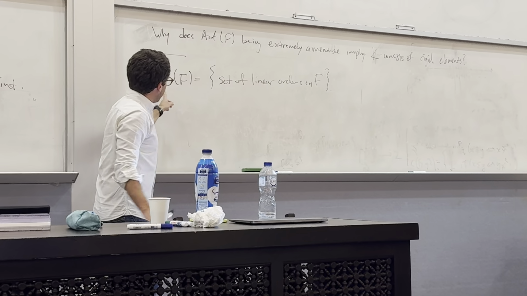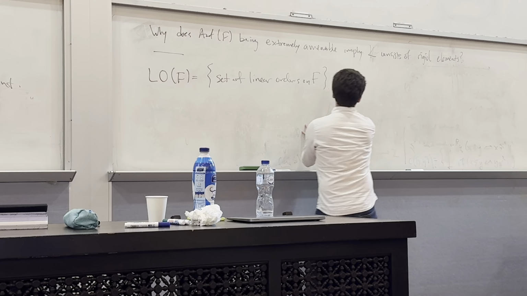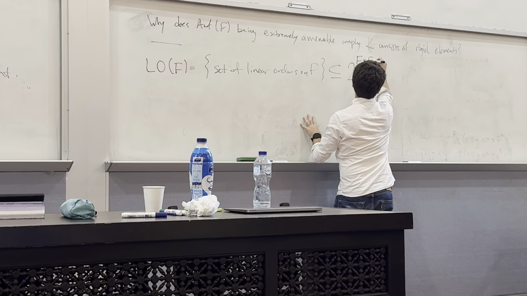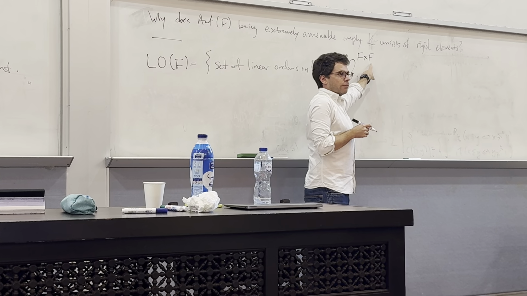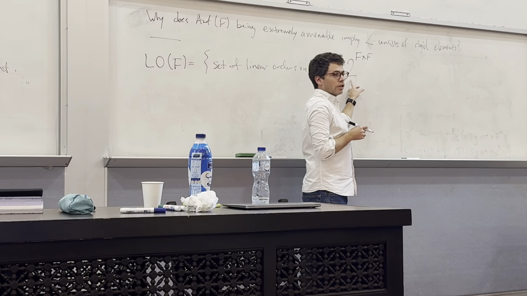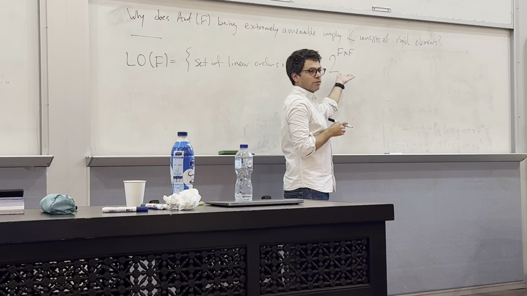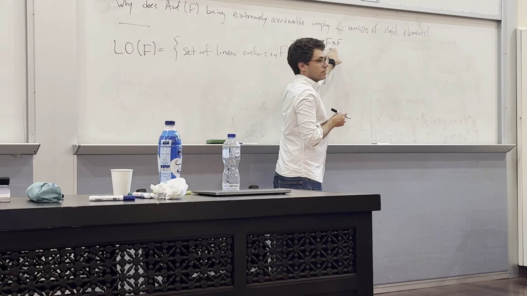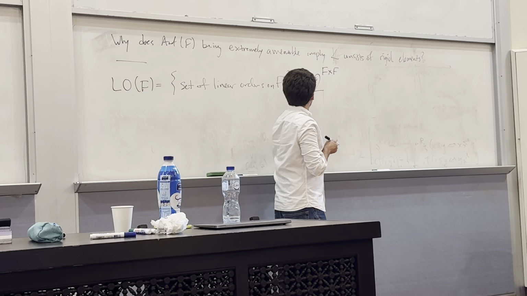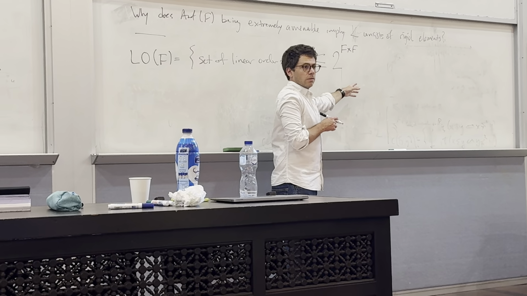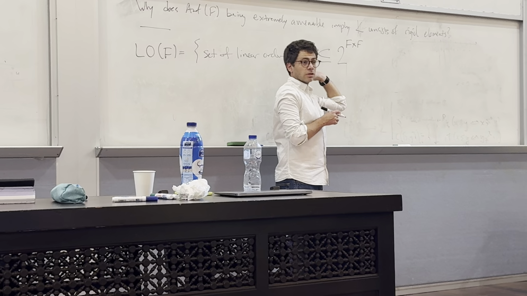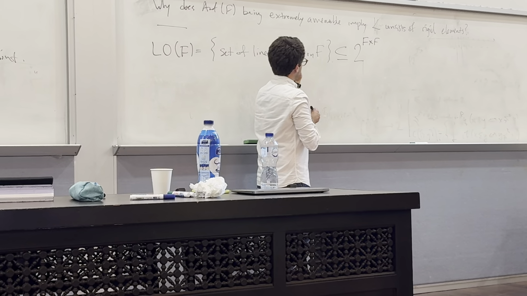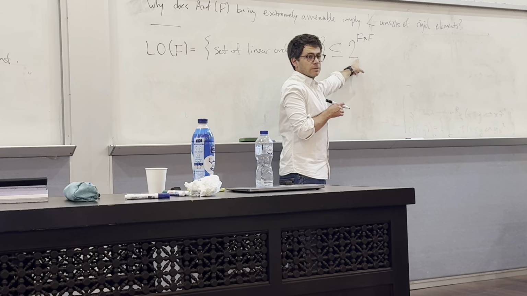So I can think about LO(F) as living inside of 2 to the F times F. F times F, these are pairs from F. And when I write 2 here, what I mean is 0, 1 valued functions whose input is a pair. So I'm going to think about a linear order as living inside of here by giving you the characteristic function of the relation. So with this identification, I can view this as a subset of this space.